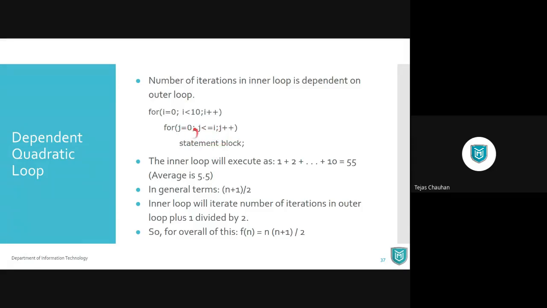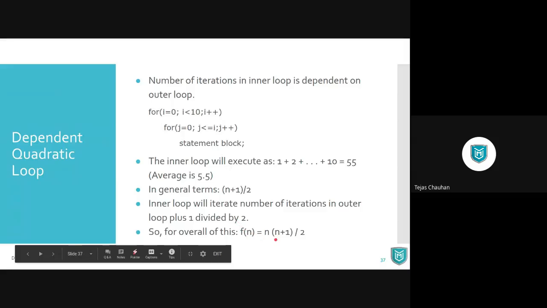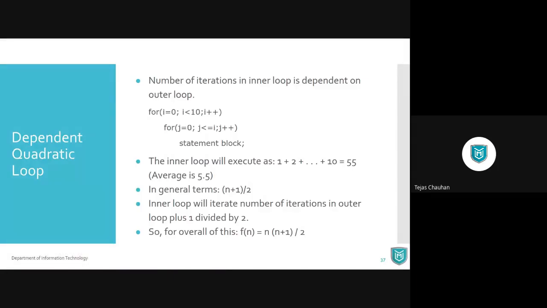Now the outer loop is also going to run that many times. So the outer loop is from 0 to n. So the outer loop is n and the inner loop is n plus 1 by 2. So the total will be n times n plus 1 by 2. So in both ways you can understand this process.